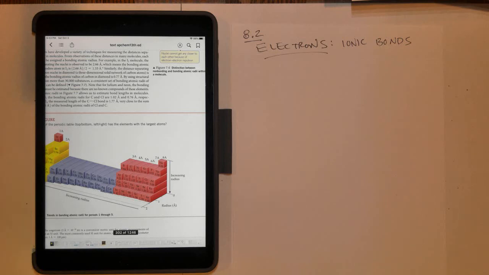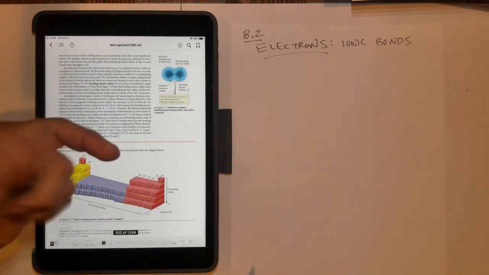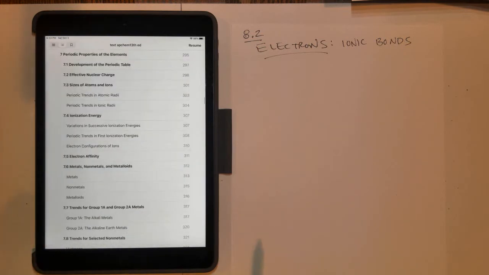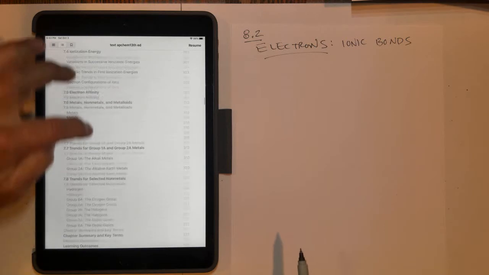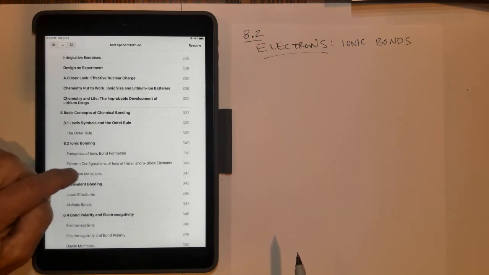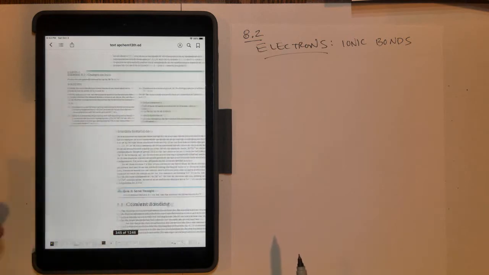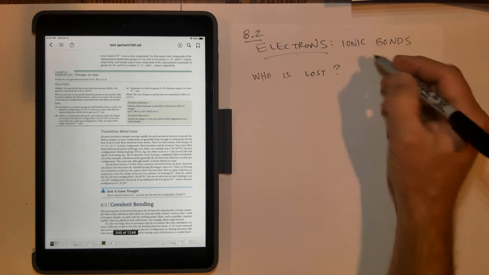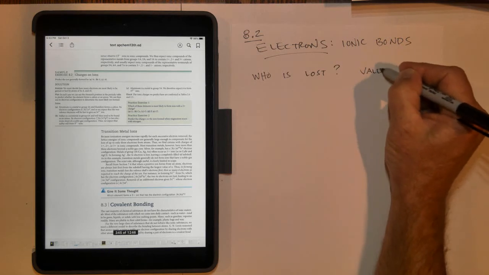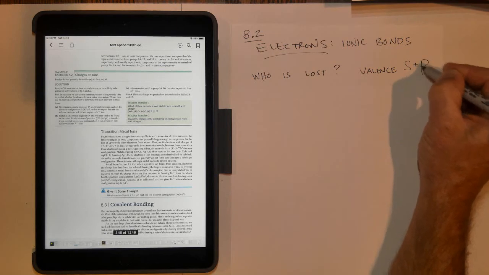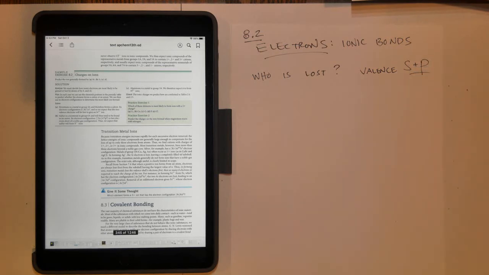So this is the last part in section 8.2. We'll talk about the actual electrons that are transferred in ionic bonding. And the electrons that are transferred are always the valence electrons. And the valence electrons, remember, are the s and p electrons in the highest energy level.